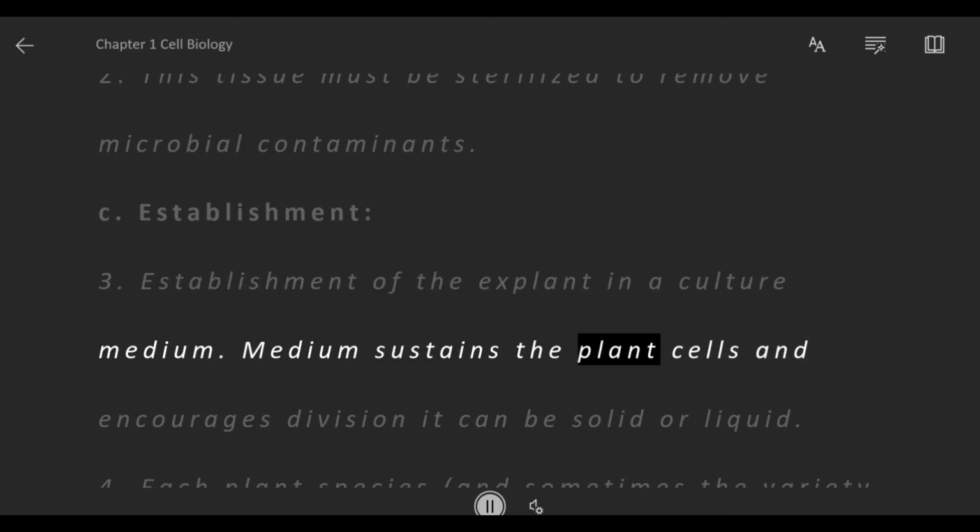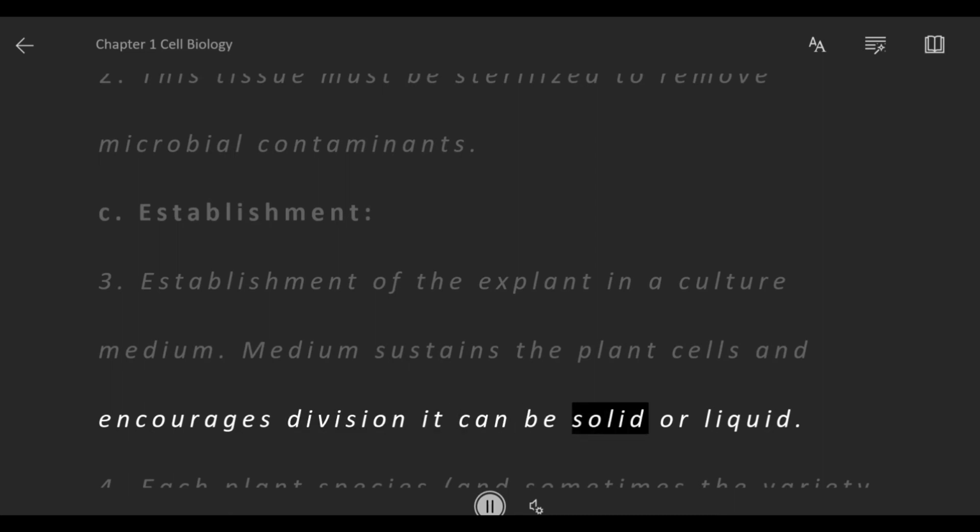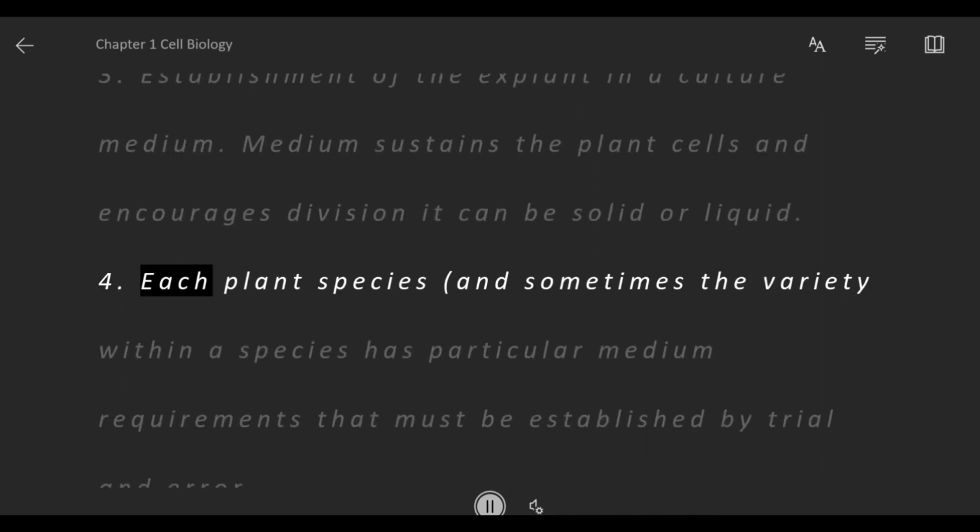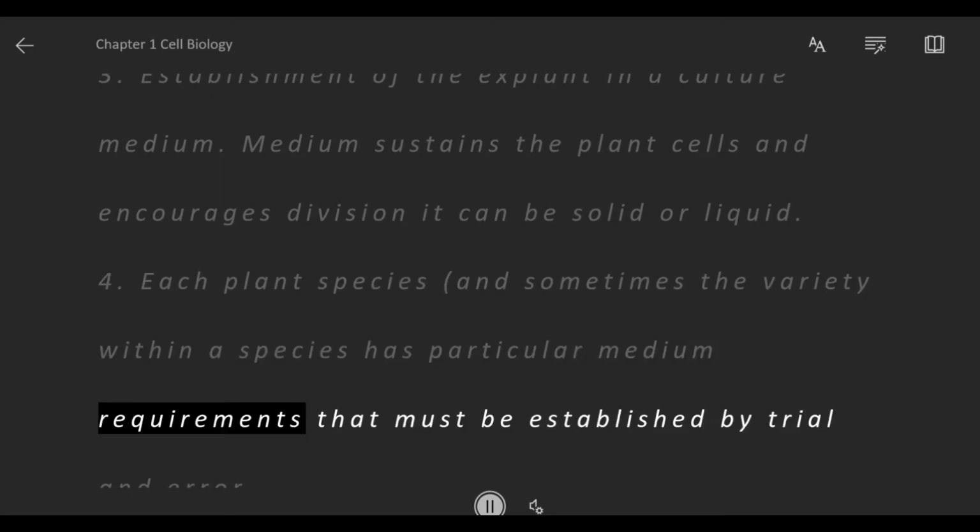Medium sustains the plant cells and encourages division. It can be solid or liquid. For each plant species, and sometimes the variety within a species, has particular medium requirements that must be established by trial and error.